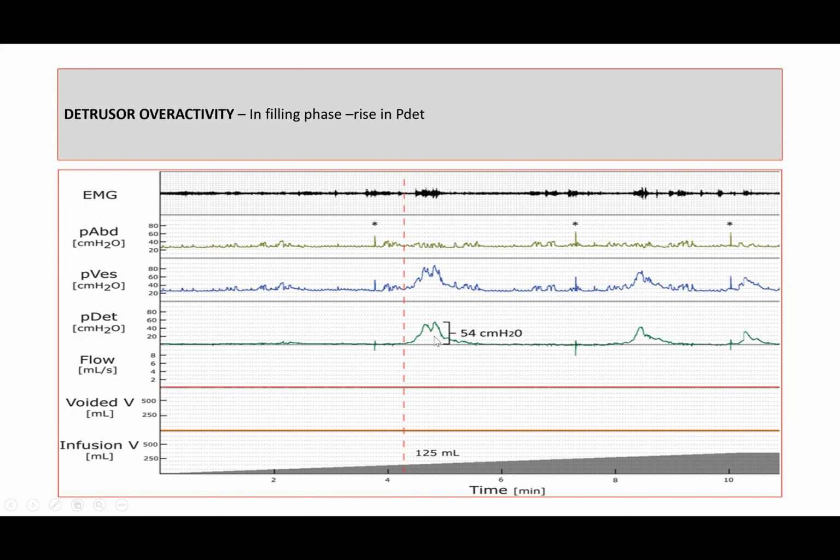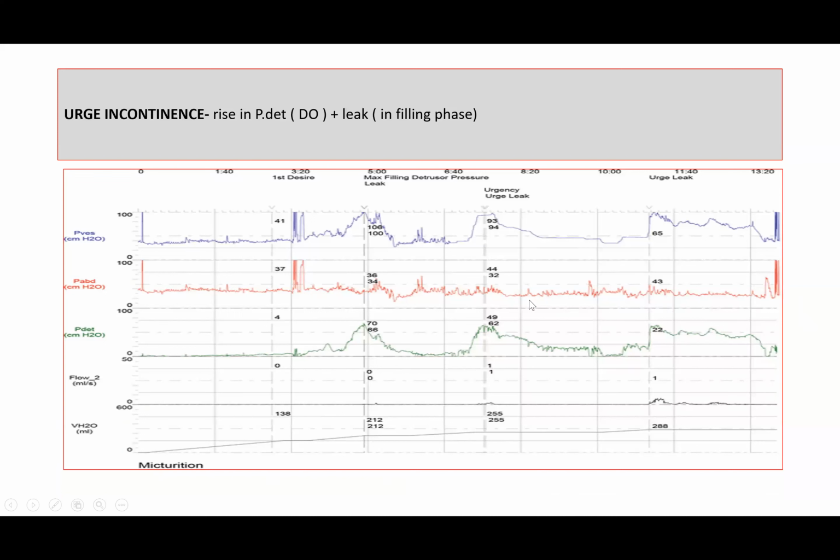There is detrusor overactivity. Is there any leak? No leak. So this is only detrusor overactivity. If there would have been any leak mentioned, it would have been urge incontinence. Okay. So this is detrusor overactivity because there is rise in the detrusor pressure here. There is rise in the vesical pressure, but there is no rise in the abdominal pressure. Fine. So let's see the other one.